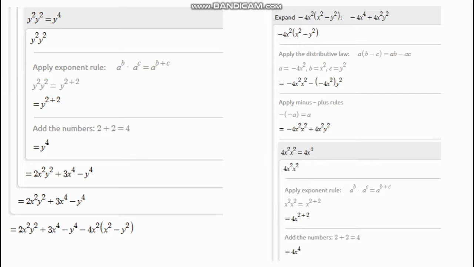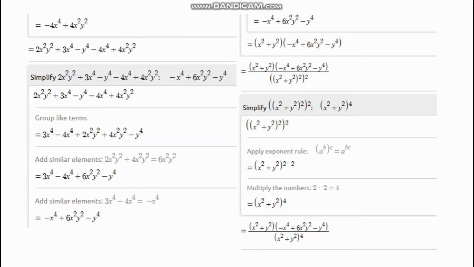Next, we need to expand it to simplify it more. And then you can see here, expand the negative 4x squared times x squared minus y squared, and so that it will become negative 4x power 4 plus 4x squared y squared. Last but not least, we simplify the whole equation to become more compact.